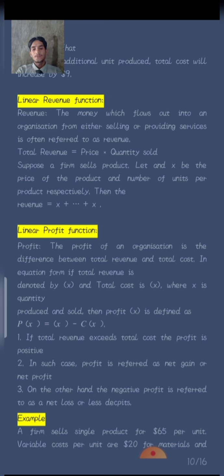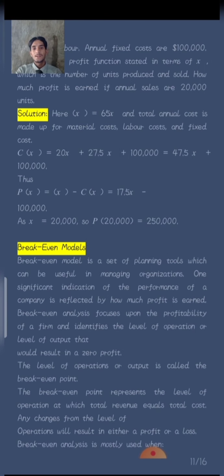Number one, if total revenue exceeds total cost, the profit is positive. Number two, in such a case profit is referred to as net gain or net profit. Number three, on the other hand, negative profit is referred to as net loss. For example is here and solution is here.